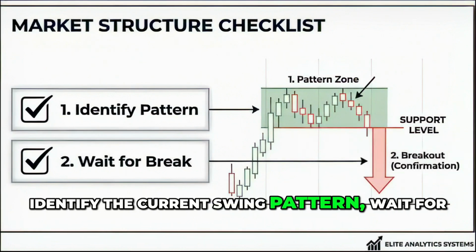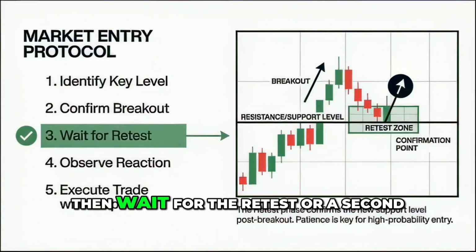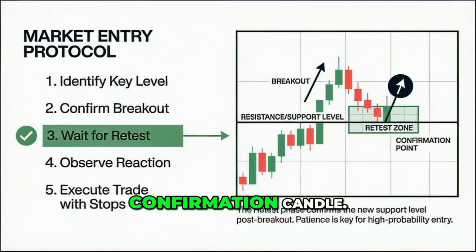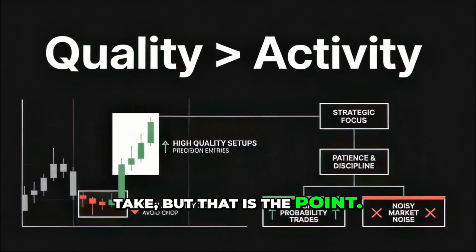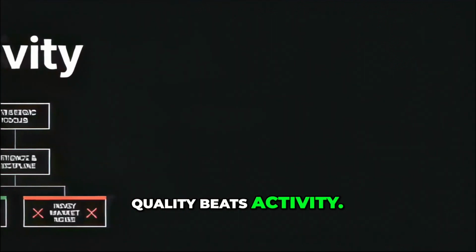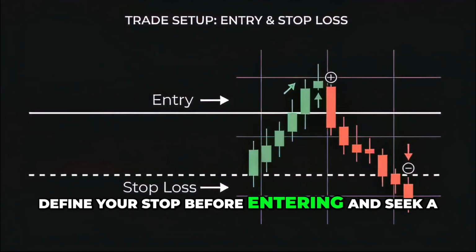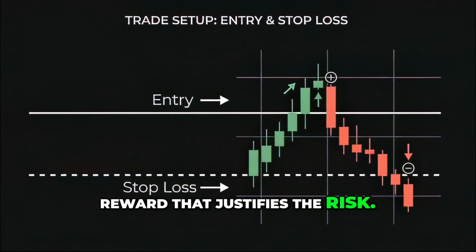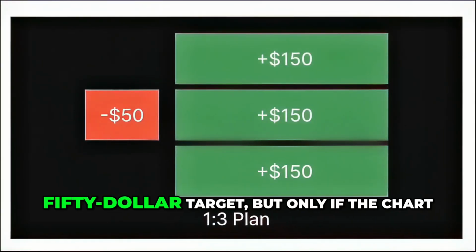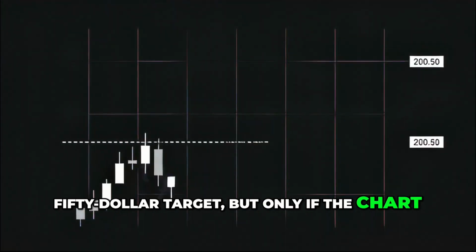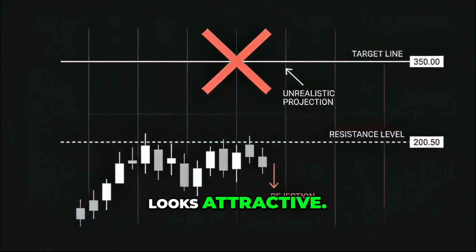Use a 3-step rule. Identify the current swing pattern, wait for a clear break of the most recent swing, then wait for the retest or a second confirmation candle. This may reduce the number of trades you take, but that is the point. Quality beats activity. Keep the same risk rule. Define your stop before entering and seek a reward that justifies the risk. A 1 to 3 plan means a $50 planned loss for a $150 target, but only if the chart gives you room for it. Never force a target because the math looks attractive.